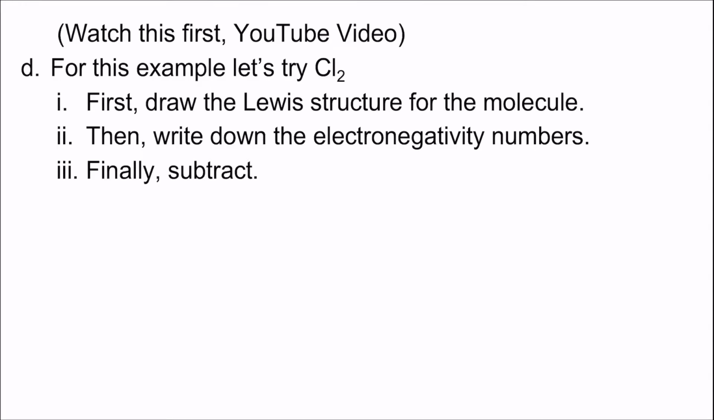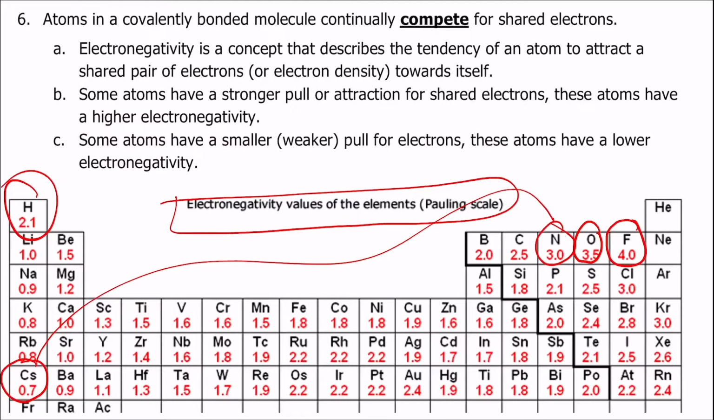For this example, let's try Cl2. So the symbol is Cl. We need to go back and look at a periodic table. So here's our periodic table. Chlorine is right over here.